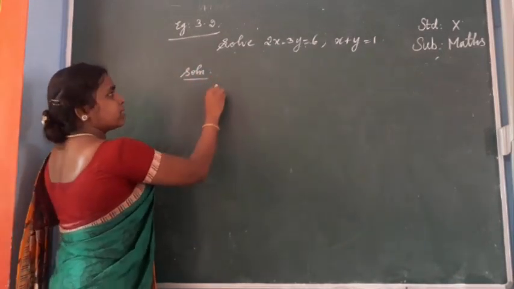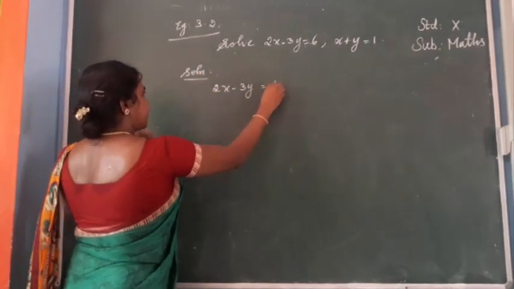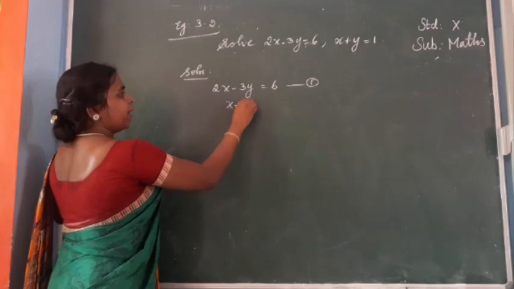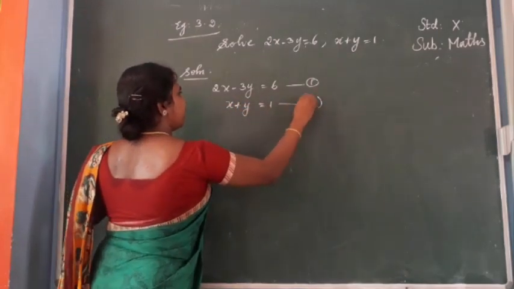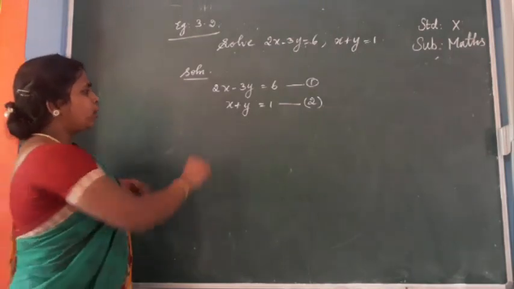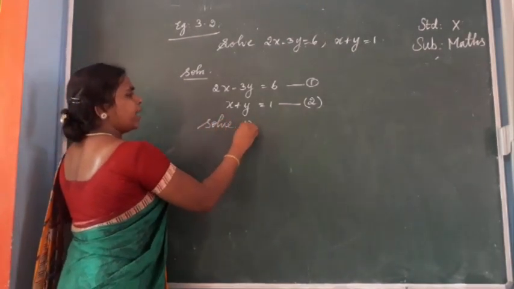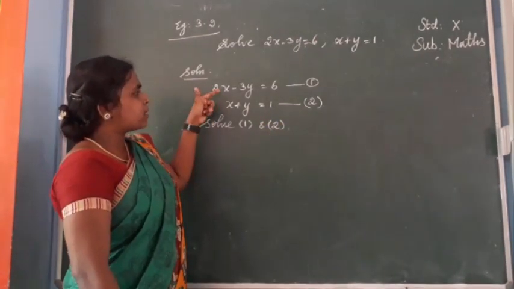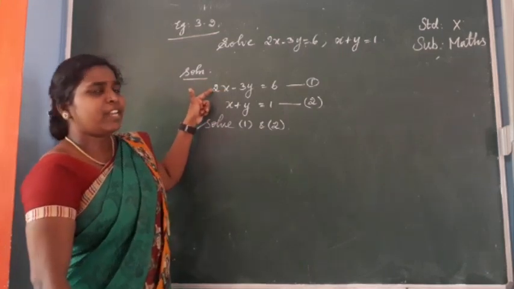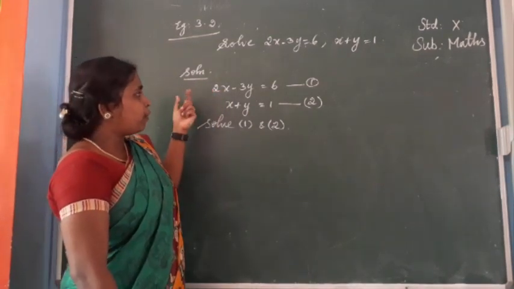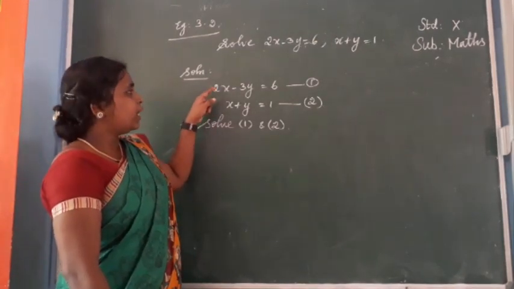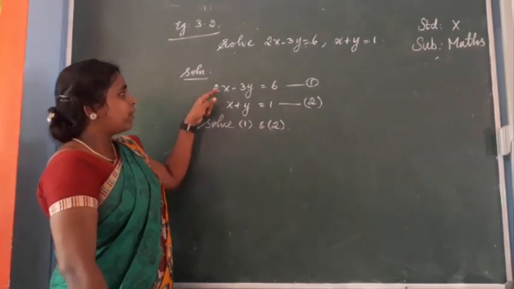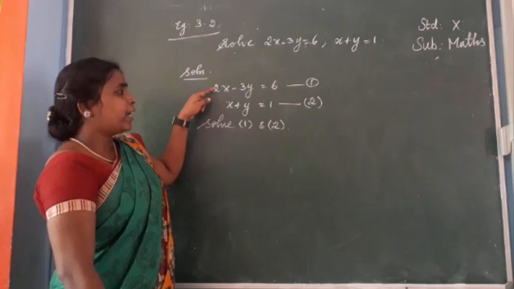So the first equation is 2x minus 3y equal to 6. This is equation 1. The next equation is x plus y equal to 1. So I have taken the given equations 1 and 2. Now I am going to solve both equations. Before solving, you see the coefficients of the variables. The coefficient of x is 2 in the first equation and 1 in the second. If you want to use the elimination method, any one of the coefficients needs to be equal numerically. So first you want to set the numerical value, here 2, here 1.